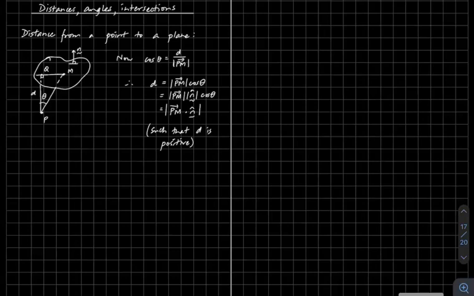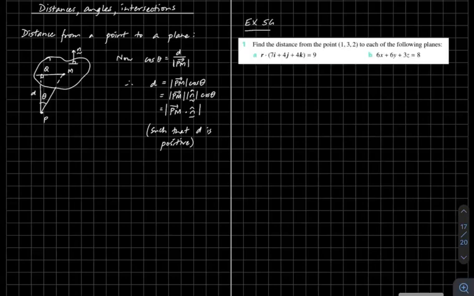So you can remember it as well as just the magnitude of the scalar projection of PM in the direction of n. So what we'll do now is grab an example and have a go at that. And here's one from exercise 5G. We'll just do part A. So this is: find the distance from the point with coordinates 1, 3, 2 to the plane with vector equation r dot 7i plus 4j plus 4k equals 9.